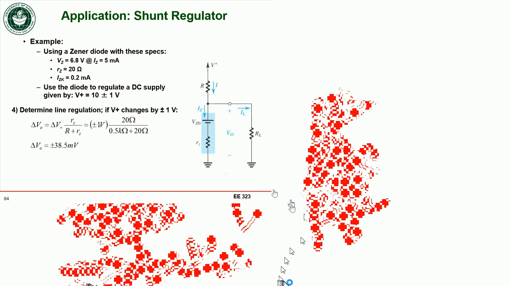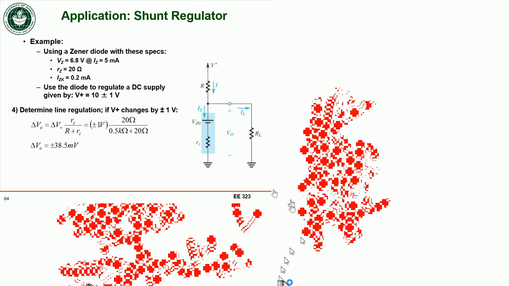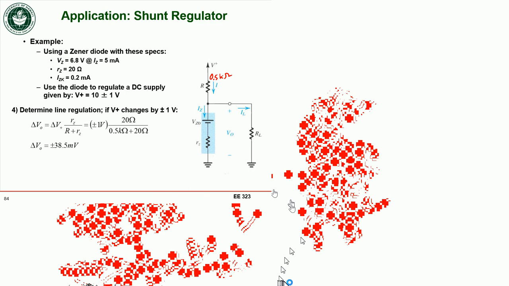The fluctuation then in my output voltage is just going to be equal to that fluctuation in my source, and then I just do a voltage divider between this incremental resistance RZ and the discrete R that I have here, the external resistor to the diode. So plus or minus 1 volt, RZ is 20 ohms, this R is half a kilo ohm. And so the fluctuation that I will have in Vout is now about 40 millivolts.